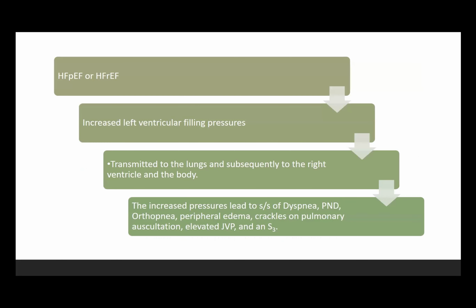Going along, I'm going to rush through the next few slides, looking at how the symptoms develop. Either heart failure with preserved ejection fraction or reduced ejection fraction leads to increased ventricular filling pressures. There's back pressure into the lungs, and that leads to the symptoms of dyspnea, PND, orthopnea, peripheral edema, and the lot. At this time, I'm going to ask Nadeem. Nadeem, what's the difference between PND and orthopnea?